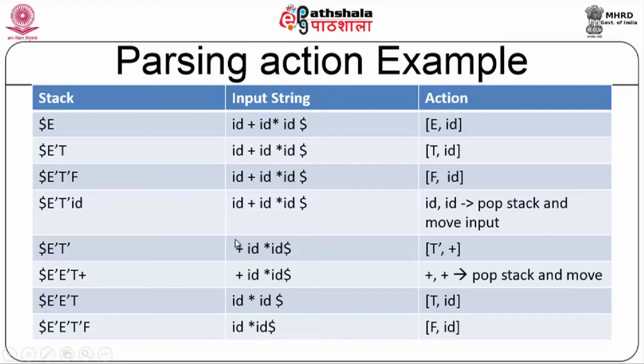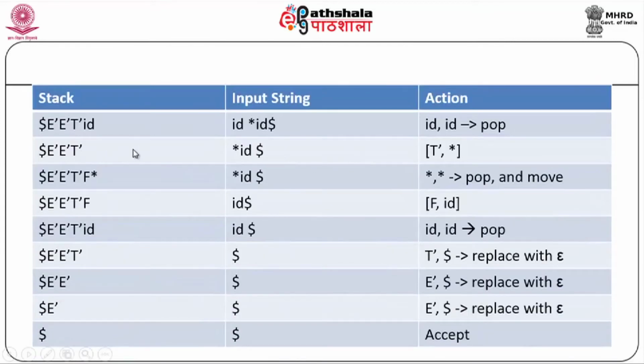What do I do? I have to put plus T E dash onto the stack by popping T dash from the stack. So, I pop the LHS non-terminal and push the RHS of the production onto the stack. So, plus T E dash comes here. This is plus ID star ID dollar. Then the next iteration, plus comma plus, is an input symbol match. So, I pop the stack and move my input pointer. T comma ID, again I have to push F T dash onto the stack. F comma ID, so I push ID onto the stack by popping F from the stack, and then ID comma ID. Then T dash comma star, I have to push star F T dash.